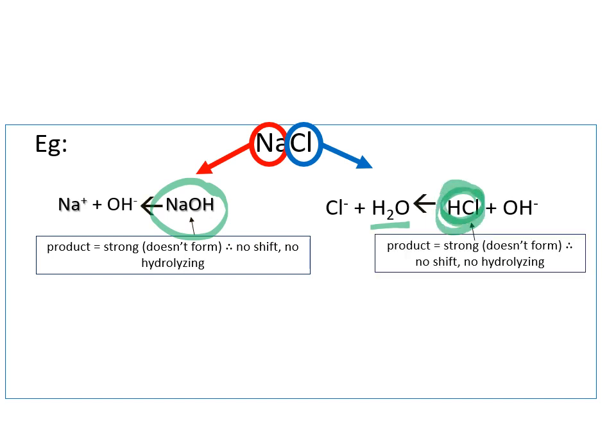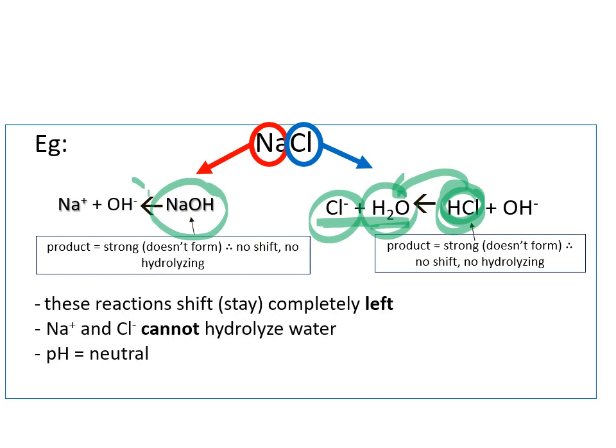These strong conjugate partners, they don't like to stay together. Therefore the reaction will stay on the chloride side, the waters will be safe, and we do not have any hydrolyzation of water. So this reaction stays shifted to the left. The ions don't act as an acid or base. They cannot hydrolyze the water. We know that by looking at whom they'd be trying to form if they did that. And they're forming things that are strong, which do not get formed. And therefore, the pH of a solution of sodium chloride will remain neutral.